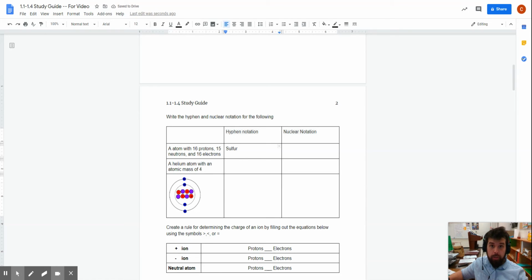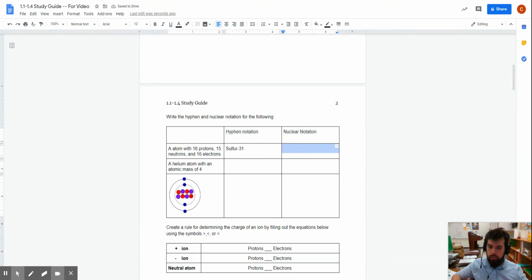All right, then I put my hyphen. That's it right there. And then I need the mass. I'm not going to look at the periodic table for this because we're dealing with one specific isotope of sulfur. I'm just going to add up the protons and neutrons. 16 plus 15, well, hey, that is 31. So this is sulfur-31. There you go. That's my hyphen notation.